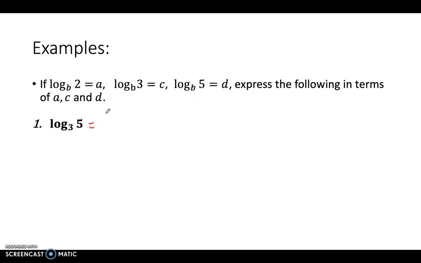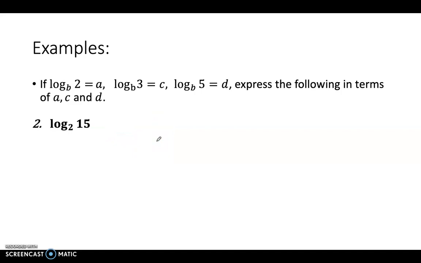So we can simply write this as the logarithm of the argument, which is 5, base B, divided by the logarithm of 3, base B. Logarithm of 5 base B is simply equal to D, over the logarithm of 3 base B, which is simply equal to C. Therefore, the logarithm of 5 base 3, in terms of A, C, and D, can be written as D over C.